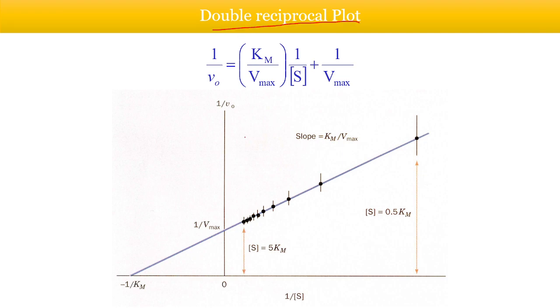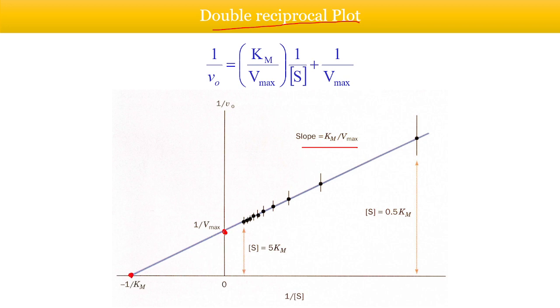Okay, so now when we are plotting 1 by v naught on the y-axis versus 1 by substrate concentration on the x-axis, what we are getting is 1 by Vmax as your intercept, and from the slope you can get the value of Km by Vmax, and ultimately this is another intercept that you are getting.